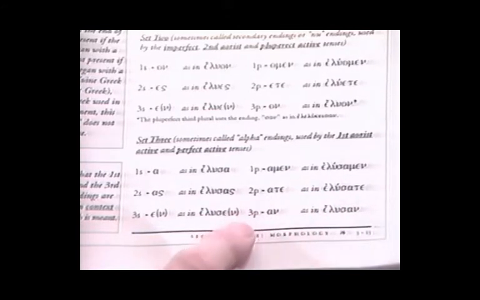The first plural, here's the ending men again, but look, the connecting vowel is an alpha instead of an omicron, as in the verb elusamen. The second plural ending is ate. Well, the ending te is just like it was in the first two sets of endings, but now we have an alpha connecting vowel, as in the verb elusate. And the third plural ending is an, as in the verb elusan.